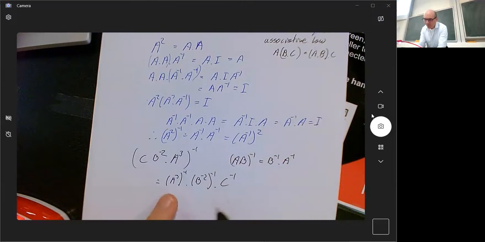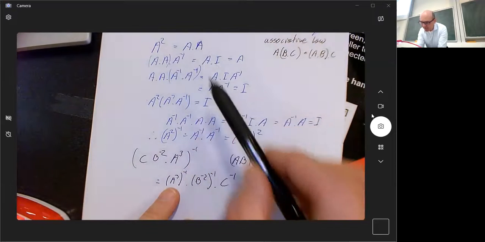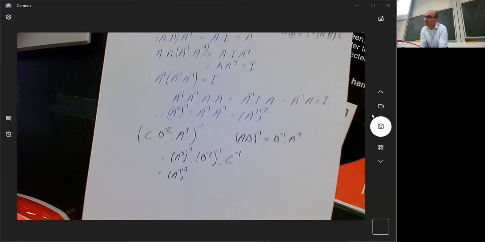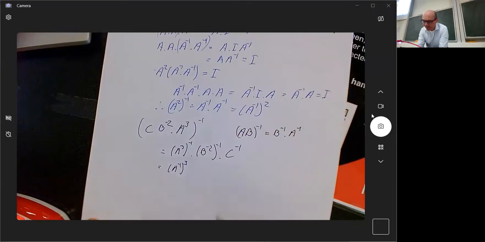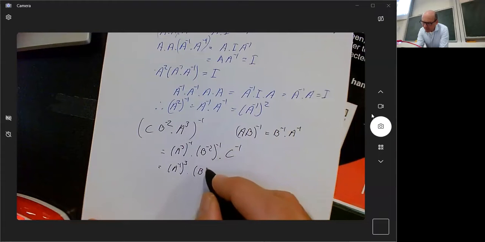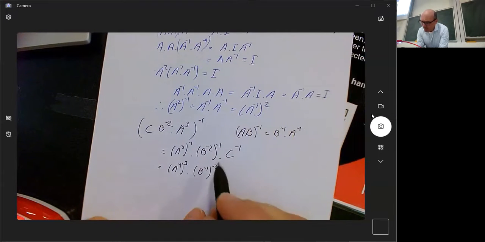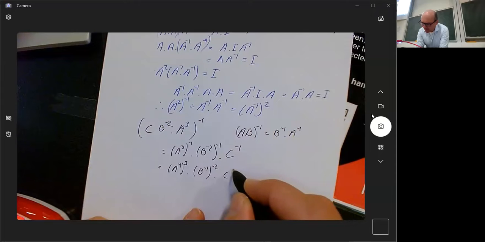So let's talk about, well, we've just seen that A squared inverse is A inverse squared. So this is actually going to be A inverse cubed. I can do that. Absolutely nothing wrong with that plan. In a similar way, this one is going to be like B minus 1 to the minus 2. And that kind of doesn't make sense, but I'm going to put it there anyway.